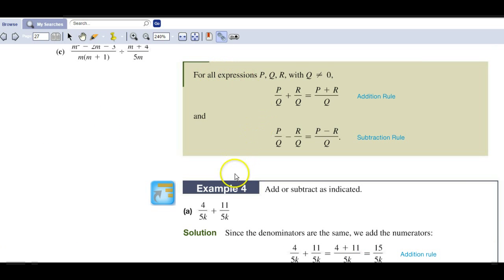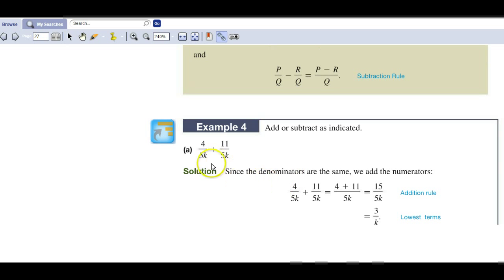Now, to go over the rules for addition and subtraction, as we see here, if your denominators are the same, you just add your numerators. If your denominators are the same, you just subtract your numerators. So these are pretty straightforward. The 5k is your denominator, and you're going to add the 4 and the 11 and get 15. But notice you can cancel out a common factor of 5. So your final answer is 3 over k.